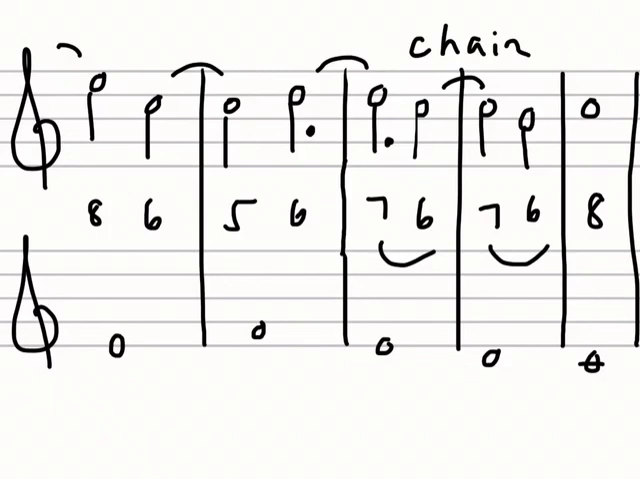The things to remember are to resolve your suspensions down by step, and then when you get into a situation that you can't use, then it's time to break species and pretend momentarily that you're in second species and then get back into the syncopations.